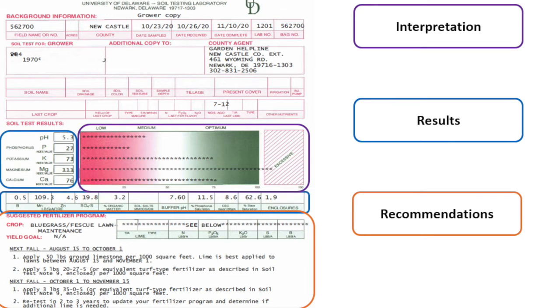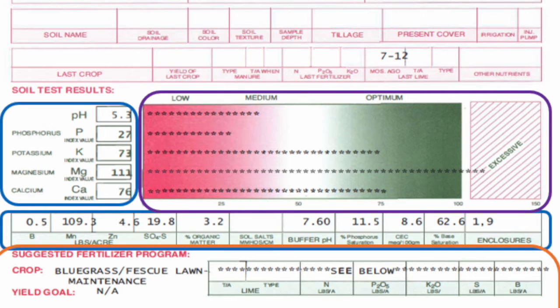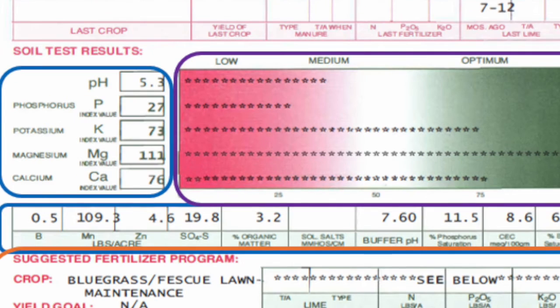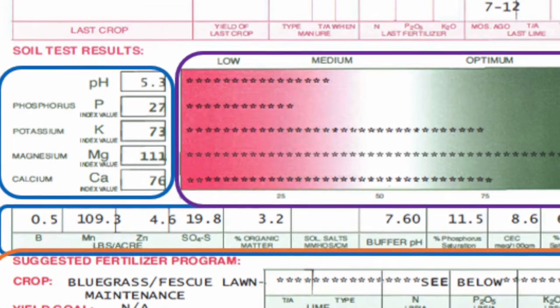The section highlighted in purple is the soil test interpretation. University of Delaware uses the SLAN guidelines, which stands for Sufficiency Levels of Available Nutrients. This interpretation method analyzes our results to determine if there is a need for fertilizer. Each nutrient is determined by the guidelines to either be low, medium, optimum, or excessive.